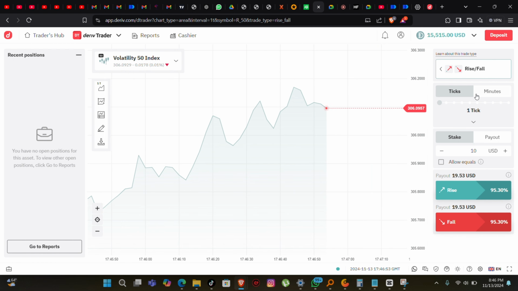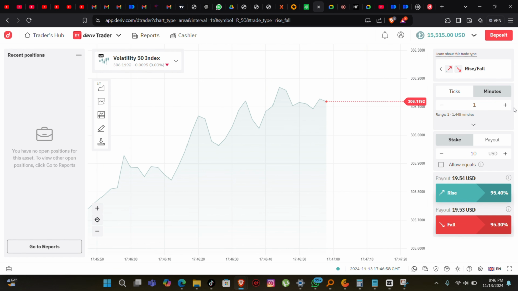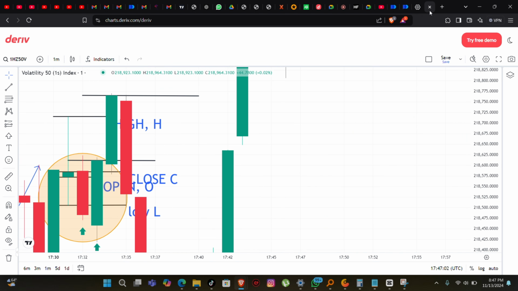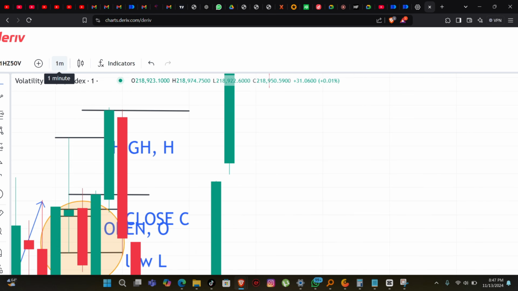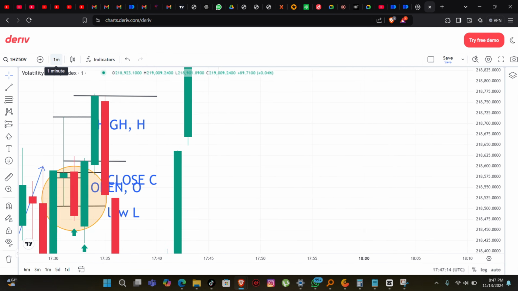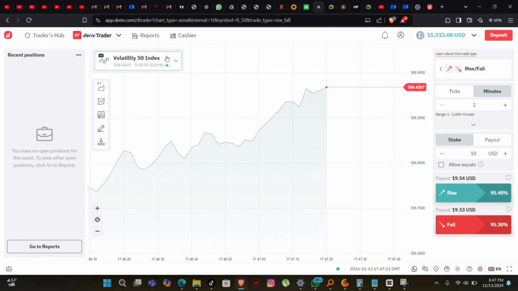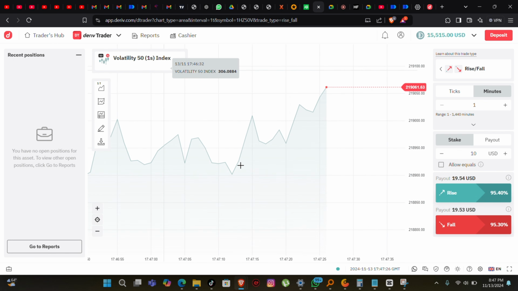So the other thing we have changed is the minutes. So minutes so far zinafaa zikuwe in sync with the ones you have set at your trading view implementation. So kama hapa minutes zako zinasoma 1 minute, kwa deriv trader yako zinafaa zisome 1 minute. So they should be in sync. Assuming here you are trading volatility 51 second index, kwa deriv trader yako inafaa ikue volatility 51 second index.